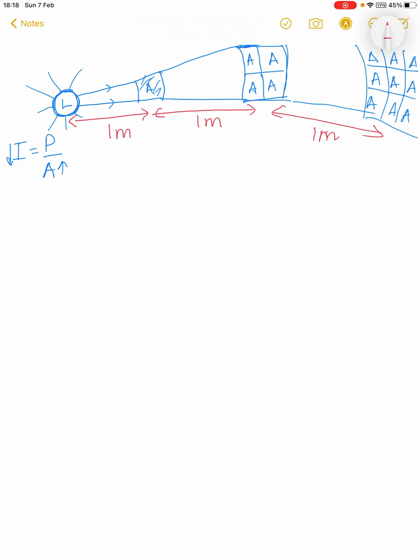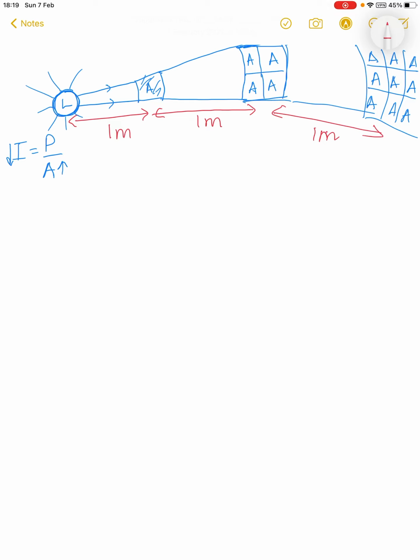So hopefully you're starting to see a link here. As we double the distance from the source, our area is covering 4 times the area. If we triple the distance, the area is now 9 times. So we've got 1, 1, 2, 4, 3, 9. So we're dealing with a square here.